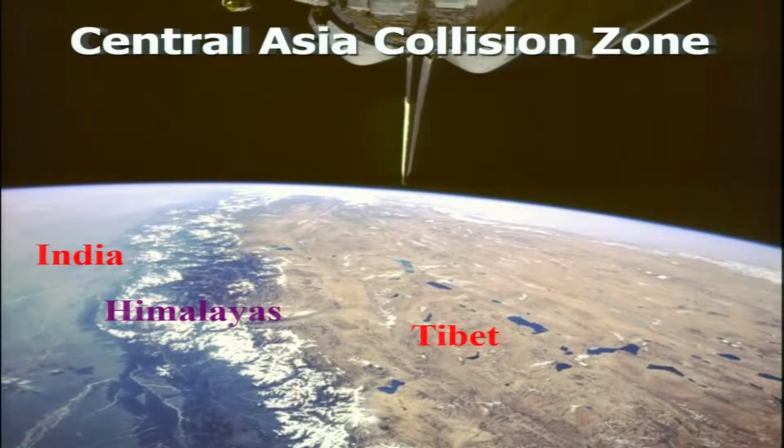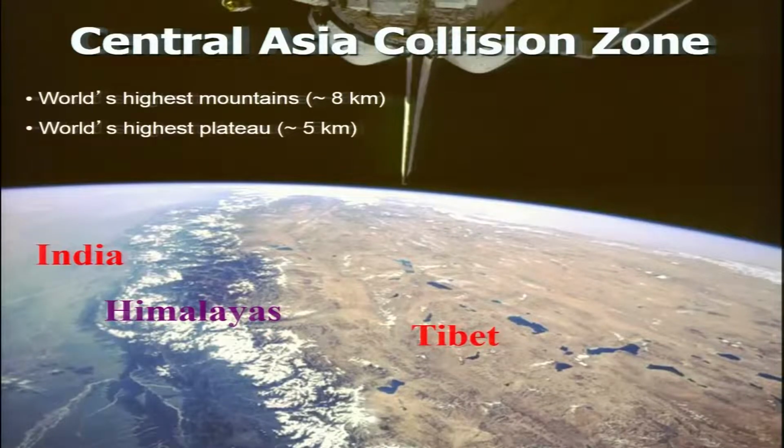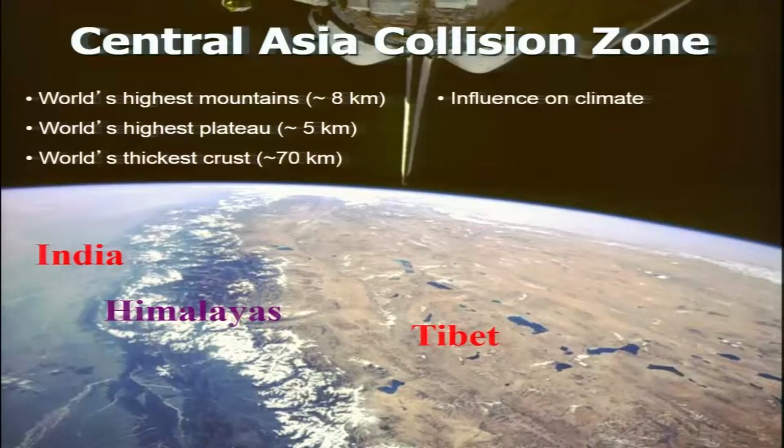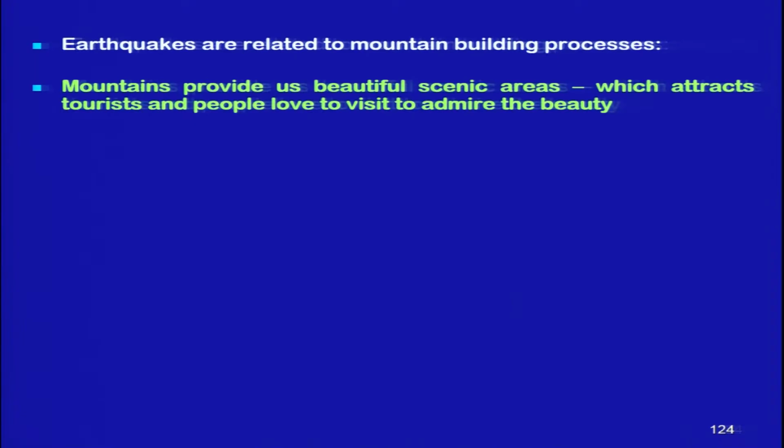So this is the Central Asian collision zone, which has resulted in the formation of the Himalayas. We got the world's highest mountain, the world's highest plateau, which is sitting almost 5 kilometers above MSL, the world's thickest crust, influence on climate, sedimentary processes, and also beautiful scenic views. So earthquakes are related to mountain building processes. A mountain provides us a beautiful scenic area which attracts tourists, and people love to visit to admire the beauty.